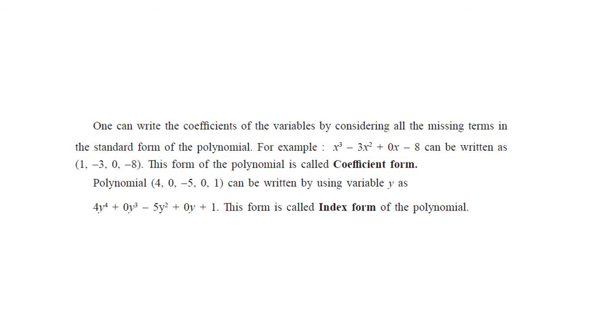One can write the coefficients of the variable by considering all the missing terms in the standard form of the polynomial. For example, x cube minus 3x square plus 0x minus 8 can be written as 1, minus 3, 0, minus 8. This form of polynomial is known as the coefficient form of the polynomial. Now, the polynomial 4y raised to 4 minus 5y square plus 1 can be written as 4y raised to 4 plus 0y cube minus 5y square plus 0y plus 1. This form is called the index form of the polynomial.